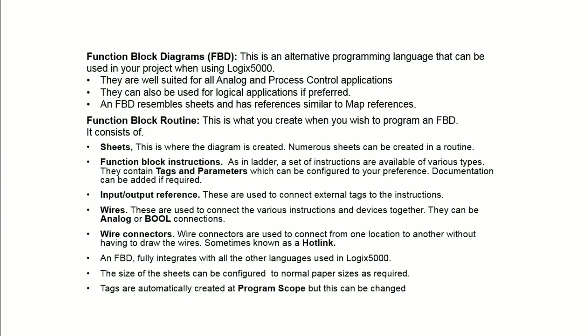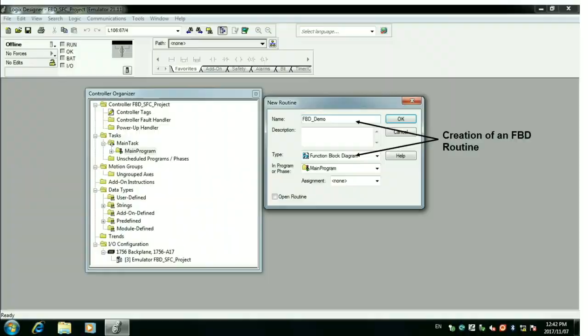You also have wire connectors. These are used to connect from one location to another without actually physically connecting them with wires, sometimes called a hot link. And the FBD will fully integrate with all the other languages used in Logix 5000. You can configure the size of the sheets if you so wish. Tags are automatically created at program scope when you put in a function block instruction. You can change that if you so wish.